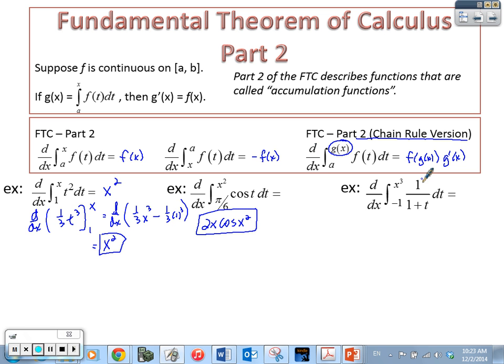All right, our last one on this page, so we're going to, again, use our chain rule. We're going to put in the x cubed, multiply by the derivative of x cubed. So our final answer will be 3x squared over 1 plus x cubed. Okay? So now you understand the cartoon on the front of your syllabus. Now you completely understand what that is. All right? Any questions?